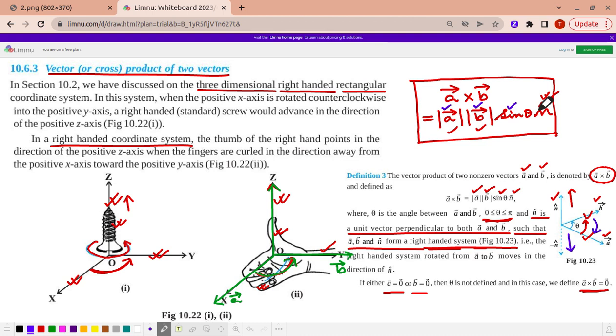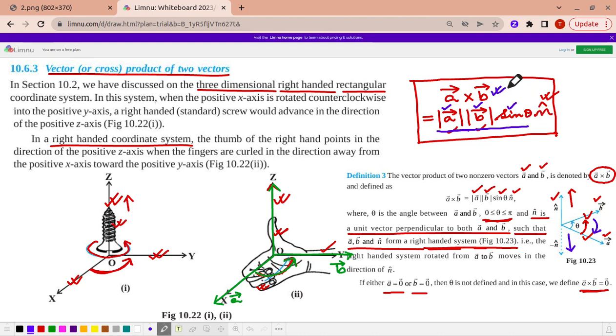unit vector. The moment all these scalar quantities, that means mod A, mod B, sin theta, you can consider as real numbers. Now that real number is multiplied with a unit vector n cap, in this case, that makes the entire thing a vector. That means A cross B is a vector.